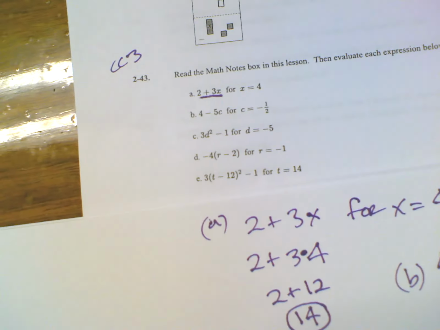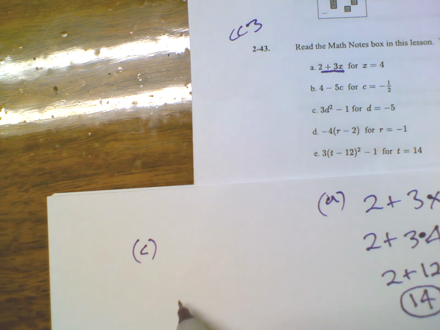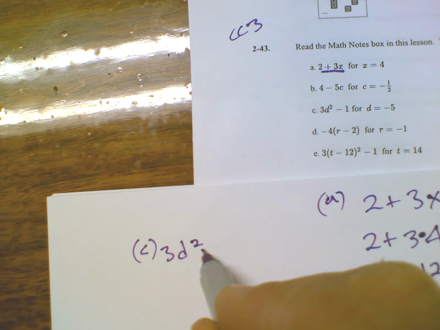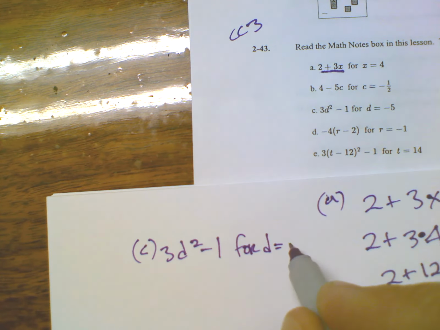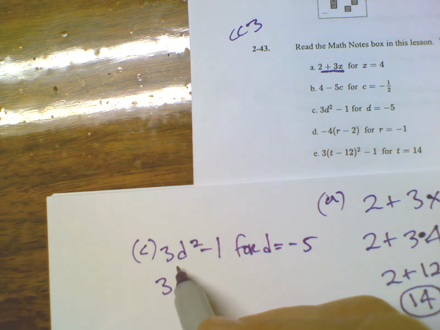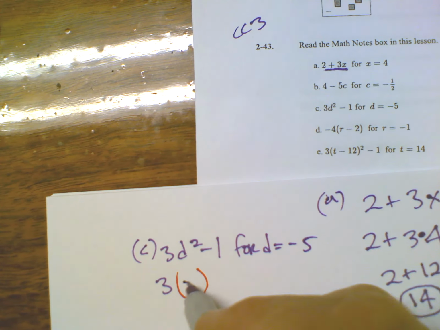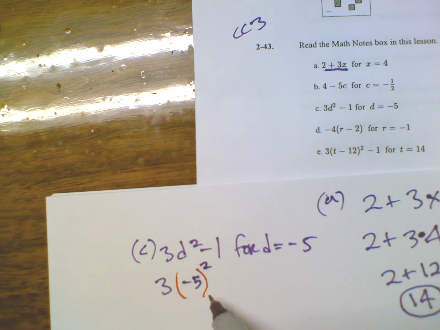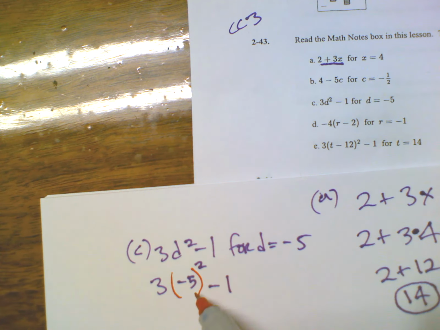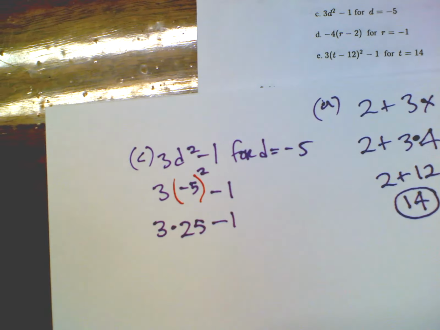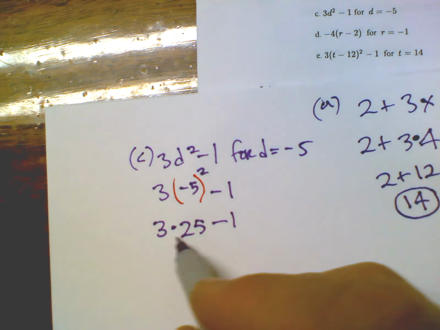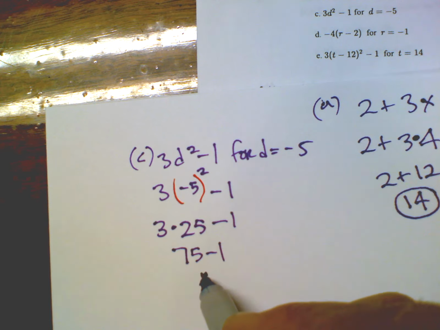So let's look at C. C is 3d squared minus 1, and again, this time d is equal to negative 5. So we have 3. Remember now, again, there's a number in front of the variable, so it's 3 times what? Instead of d, I'm putting a negative 5. And then there's this squared that's connected to that d, and then minus 1. So order of operations, I have to do the exponents first. So I end up with 3 times, well, negative 5 squared is negative 5 times negative 5, which is positive 25. Still all minus 1. And then from there, 3 times 25 is 75, minus 1. Final answer is 74.